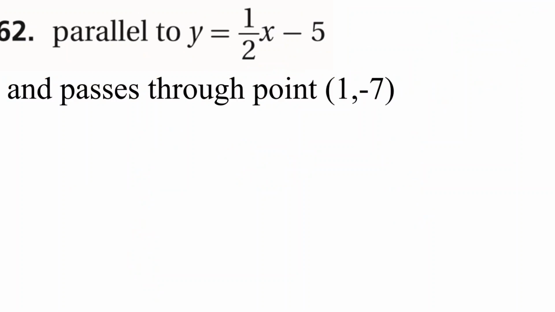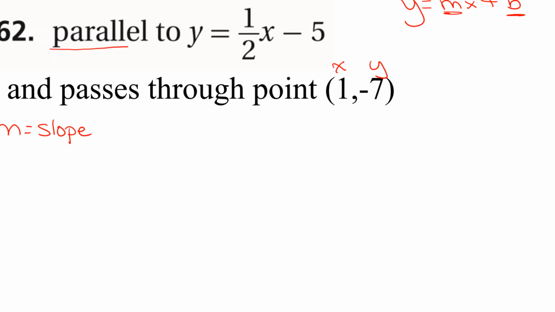All right, number 62. This one says we're going to write the equation in slope-intercept form, and it's parallel to y equals 1/2 x plus 5. So let's talk about a few things that we know. First of all, we know our formula is going to be y equals mx plus b. I actually have an x and a y, and I'm still going to look for my m and my b. Remember, m is equal to slope.